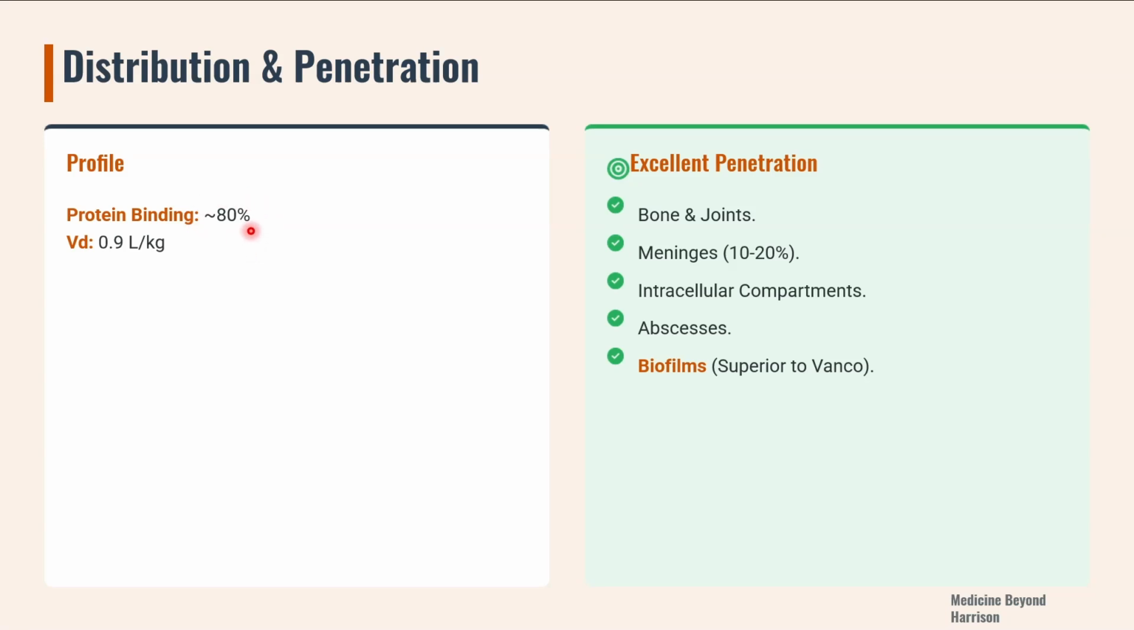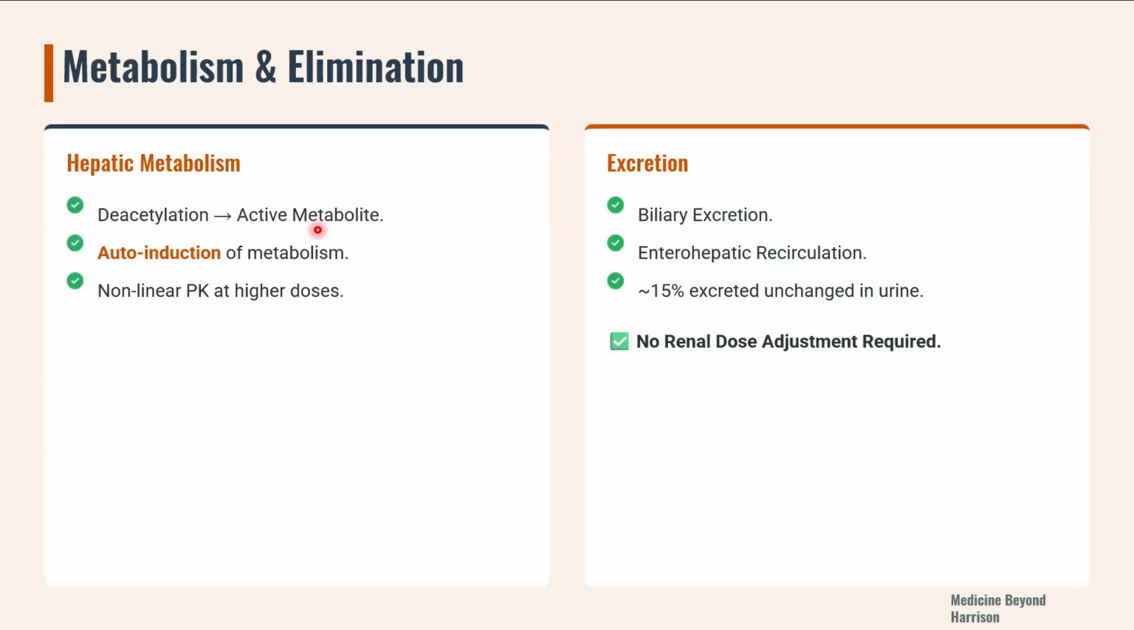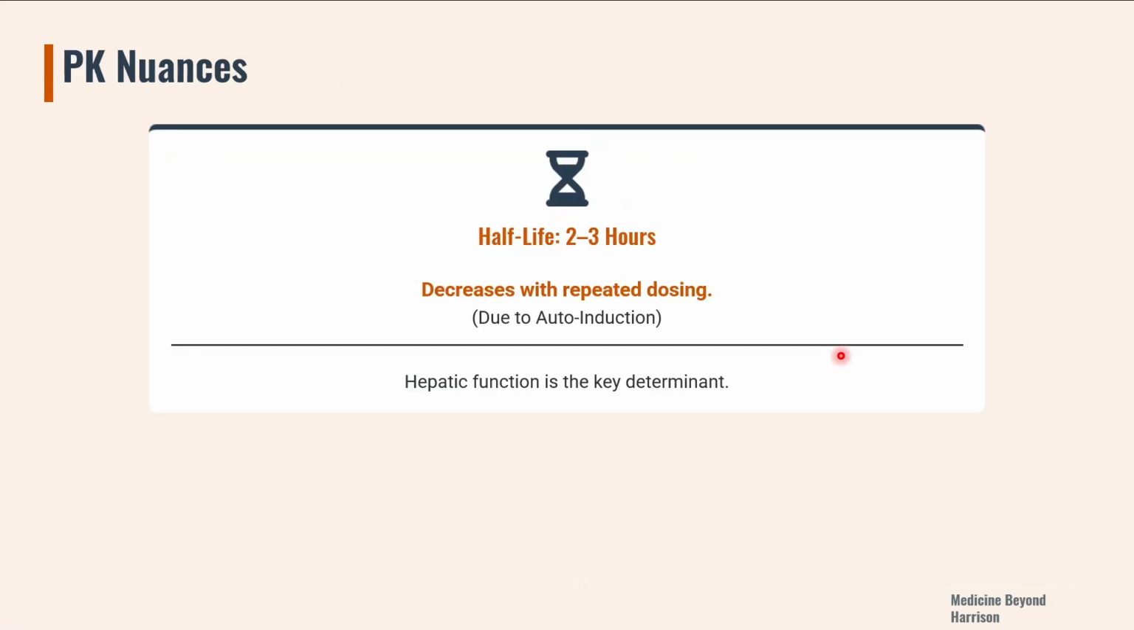Distribution: it is 80% protein bound. It has excellent penetration to bone, joints, meninges, intracellular compartments, abscesses, and biofilms. Metabolism: de-acetylation, with an active metabolite, and there is auto-induction of metabolism. Hepatic metabolism, and excretion is through the biliary system. Enterohepatic recirculation is present. Almost 15% is excreted unchanged in the urine. No renal adjustment is required when using rifampicin.